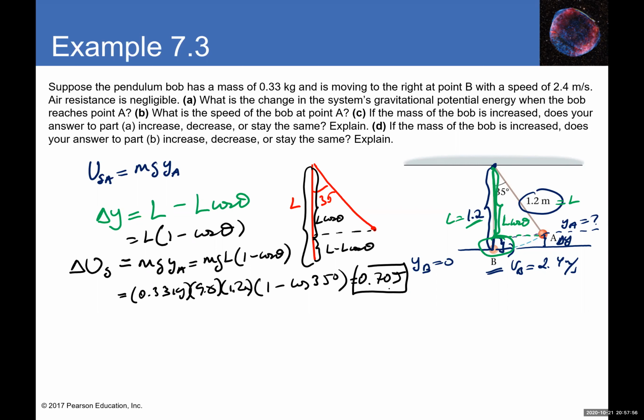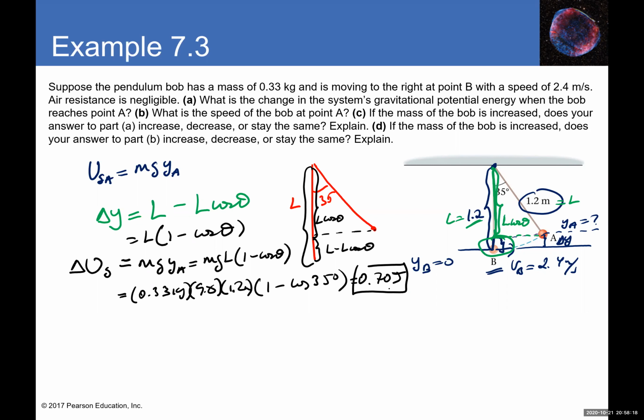All right. Next, it will be, what is the speed of the bob at point A? All right. So now one thing I have here is this. When it reaches point A, let's say I want to find how fast it's moving over there. That means we can't really assume that it's going to go to point A and stop.